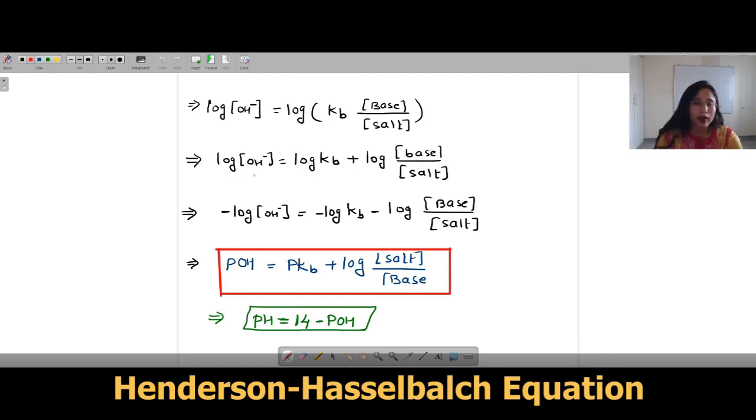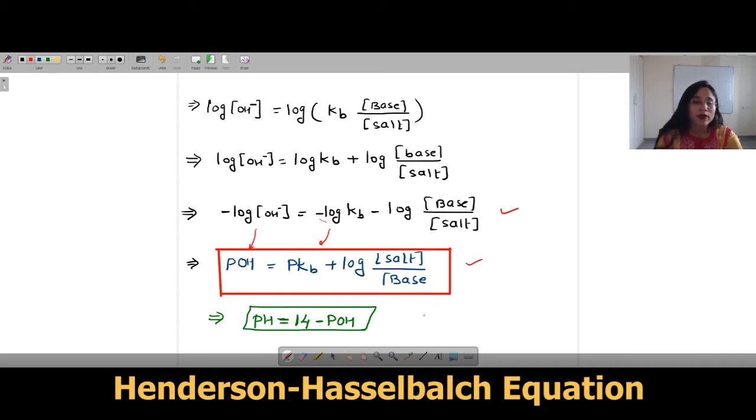Now if we take the minus sign on both sides, minus log of OH you can say is pOH, minus log Kb you will call pKb, and minus log of base upon salt will be as it is. But if you want a plus sign just for calculation purposes, then you can reciprocate this, the minus sign converts into plus, and you can also write plus log salt upon base. So this is also right and this is also right.